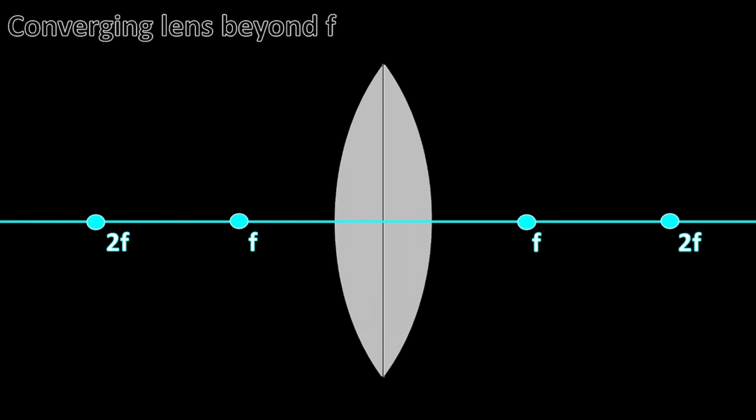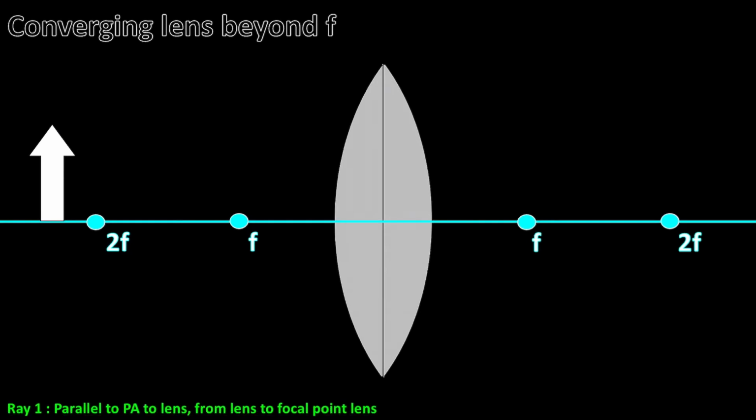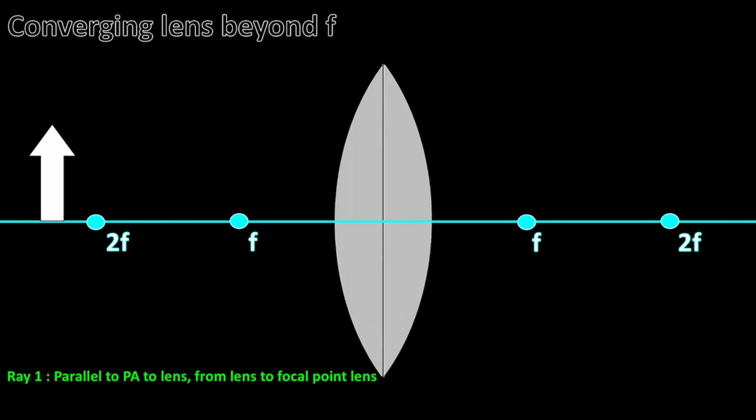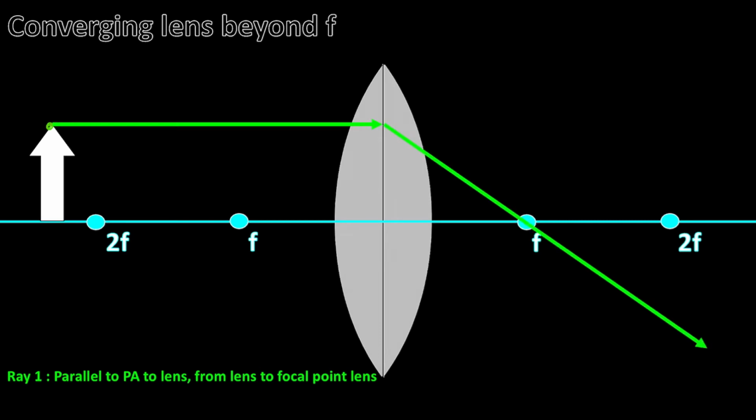The first one we're going to start with is where we have the image beyond the focal point and we're looking at a converging lens. The first ray in our ray diagrams is going to begin parallel to the principal axis and drawn to the lens. And we're going to start at this top point of the arrow. So parallel to the principal axis to the lens. From there, we're going to go from the lens to the focal point of the lens on the other side like this, because the light is going to be passing through this lens.